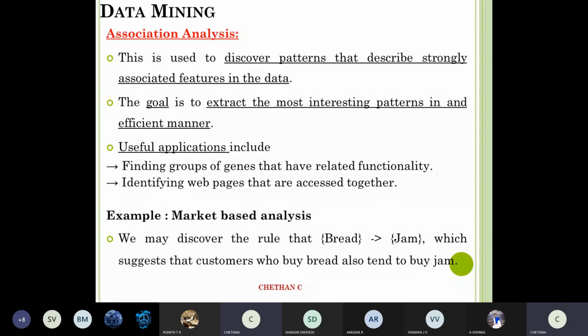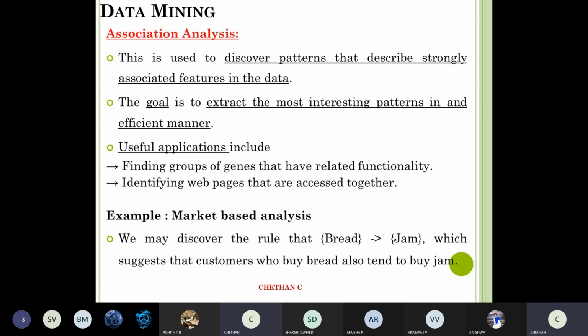Of course, you guys are in 6th sem now, so there's always a good probability that you're searching for an internship or a job, something related to that. So if you're accessing the Indeed page, there's always a good probability that you're also accessing an Internshala page for internship related ones. So these are association analysis.